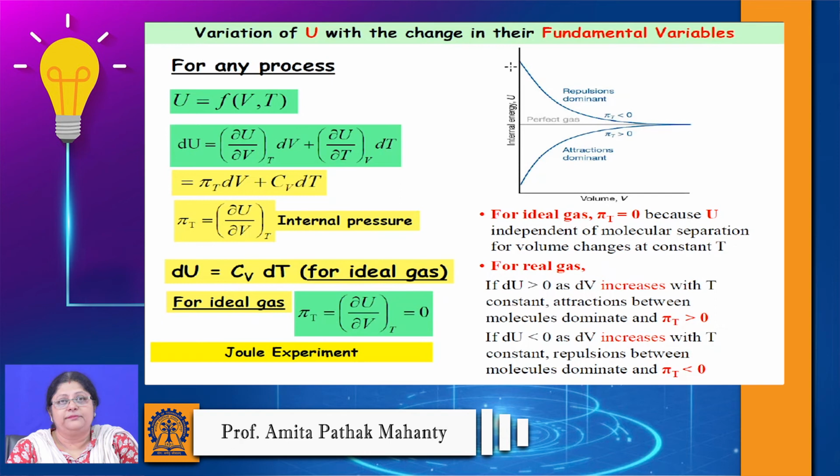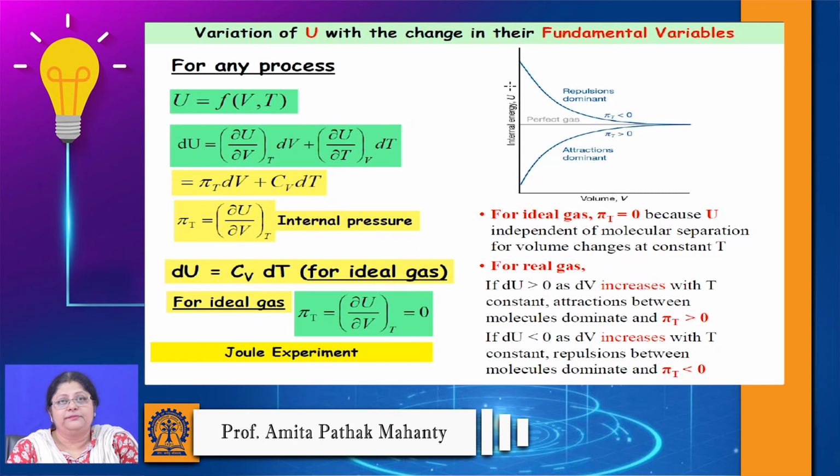Just see this potential energy diagram. This is the internal energy, this is the volume. Now when the attractive forces are dominant, you see the positive value of pi T, this is the slope, and that slope is the pi T, and here the slope is increasing. So the internal energy increases as the volume is increasing, at a given constant temperature. This is the region where the intermolecular attractive forces are dominant.